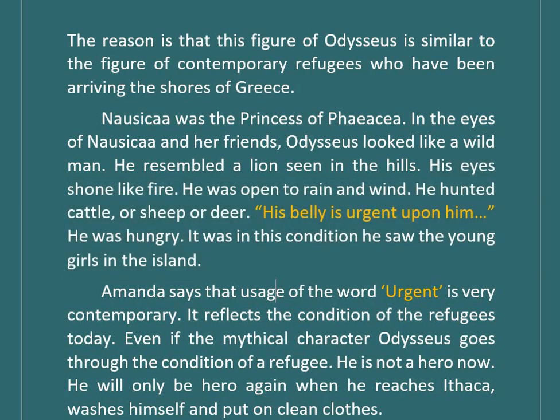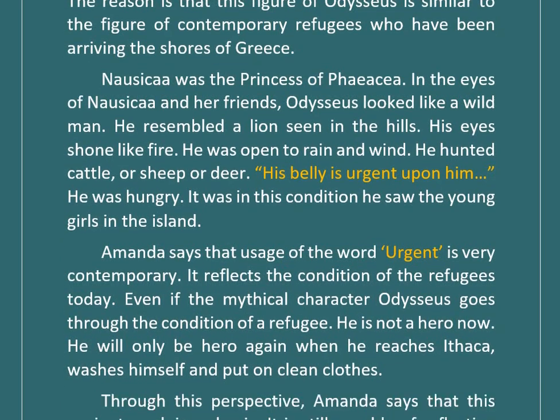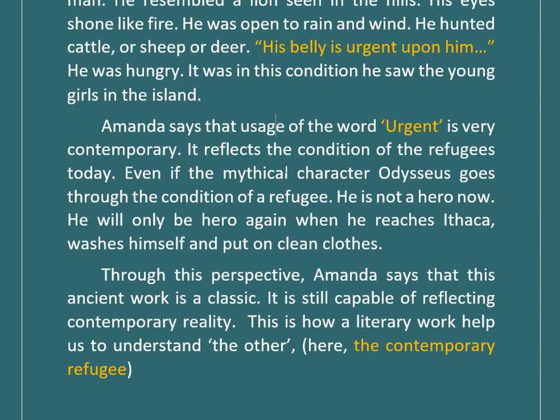Amanda says that the usage of the word urgent is very contemporary. It reflects the condition of the refugees today, even if the mythical character Odysseus goes through the condition of a refugee. He is not a hero now. He will only be a hero again when he reaches Ithaca, washes himself and puts on clean clothes.